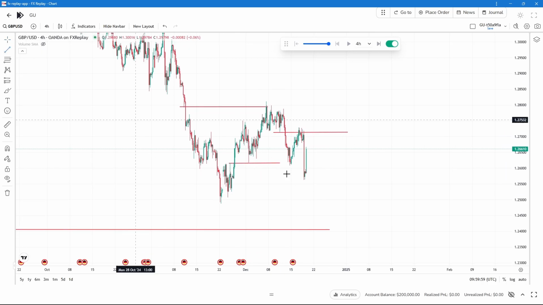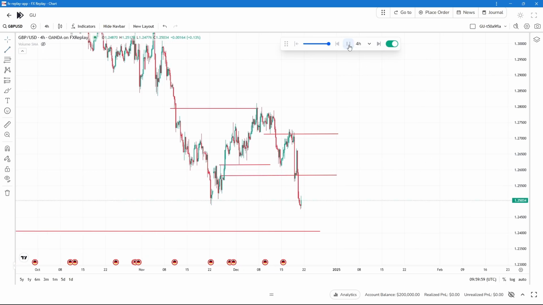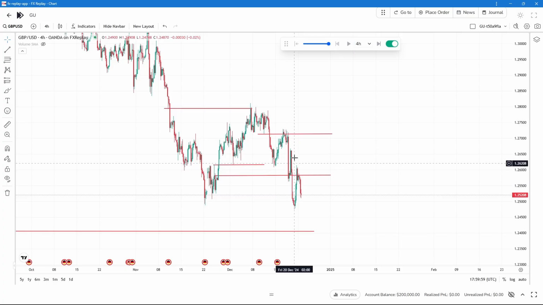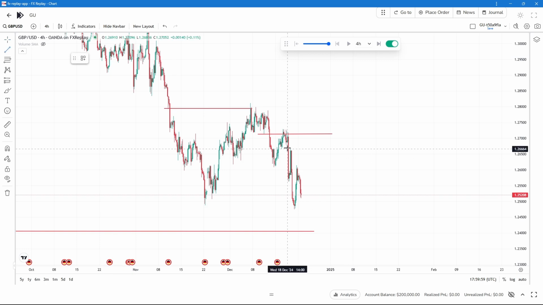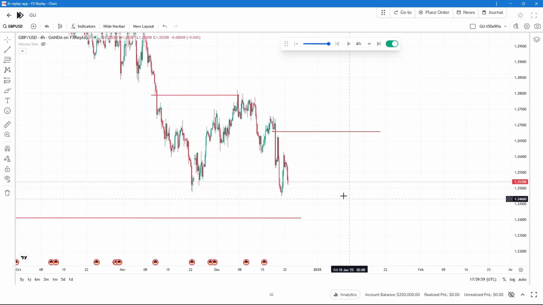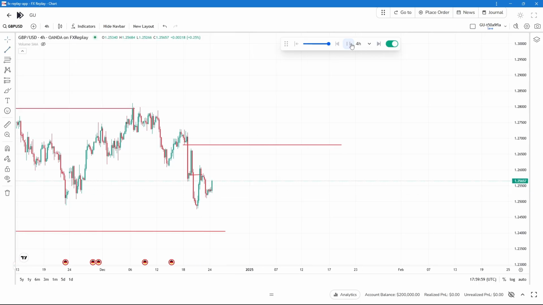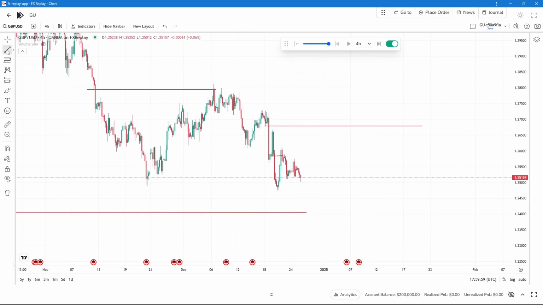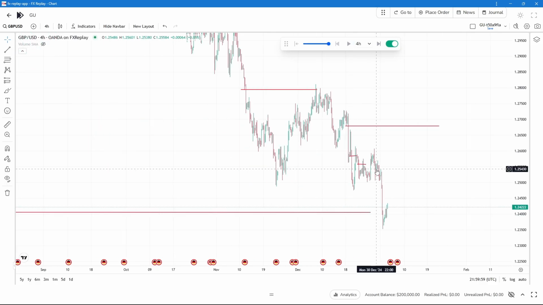We filled this imbalance. We've come into this imbalance. We get a reaction out of this. Not quite. Filled this here. And we filled this imbalance. So it's just over and over again, just understanding where the imbalance is. Understanding where the liquidity is, where the order flow is.